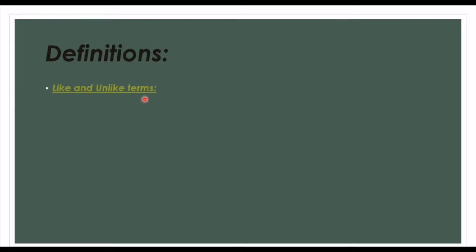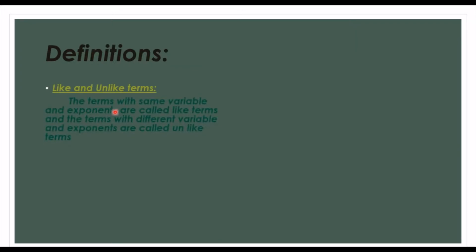Now like and unlike terms. The terms with the same variables and exponents are called like terms, and the terms with different variables and exponents are called unlike terms. For example, 2x, 5x and 10x. In these terms, the variables are the same. And 10z², 5z², 9z². In these terms, variables and exponents are the same, so these are like terms, and like terms can be added and subtracted.